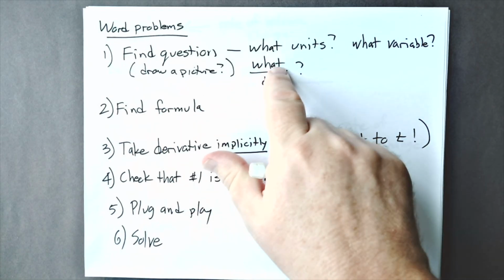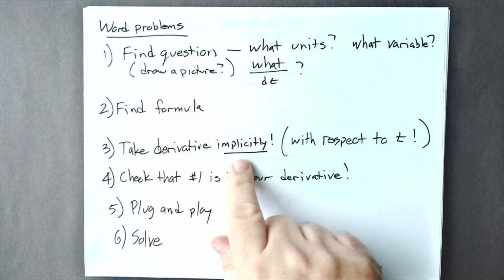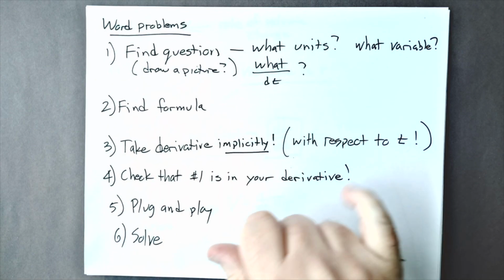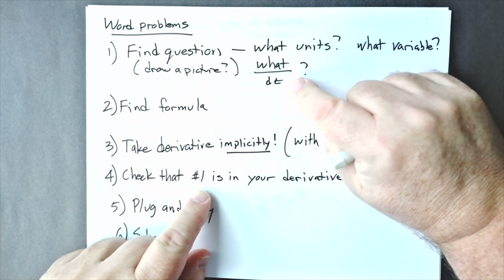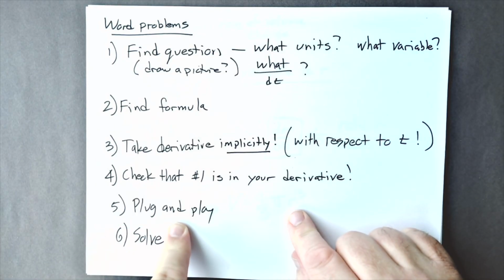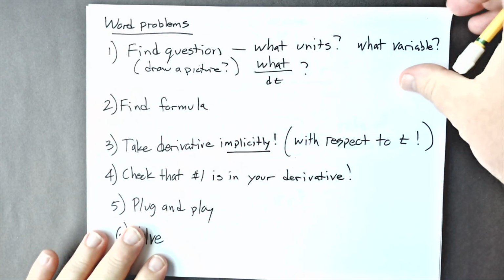Step 2, once you do that, is to find the formula that we need to solve the problem. We take the derivative of that formula implicitly with respect to t, and then check again, like I said, that the rate you're looking for is in that implicit derivative. Then I call it plug and play. Just plug all the information you have in and then solve. All right, so let's look at some examples.